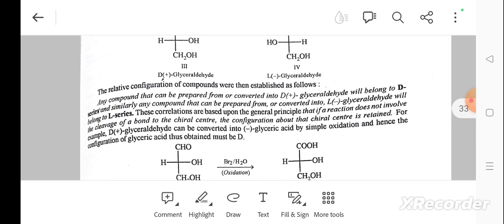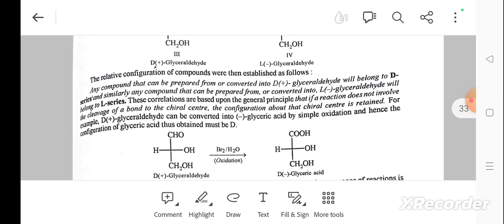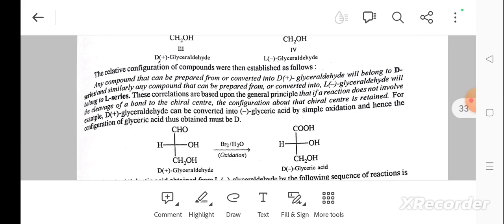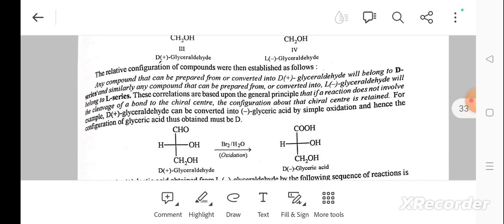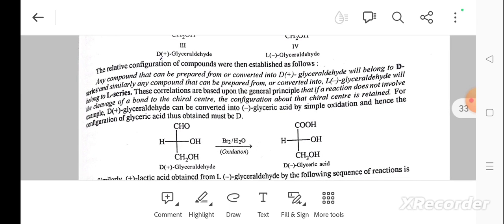Relative configuration of the compounds were then established as follows. Any compound that can be prepared from or converted into D positive glyceric acid will belong to the D series, and similarly any compound which can be prepared from or converted into L negative glyceric acid will belong to the L series.